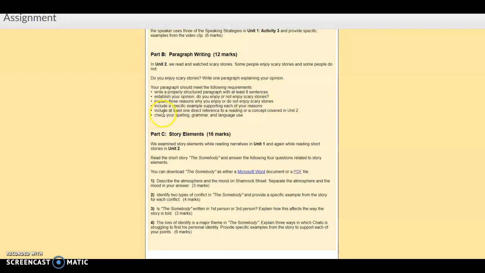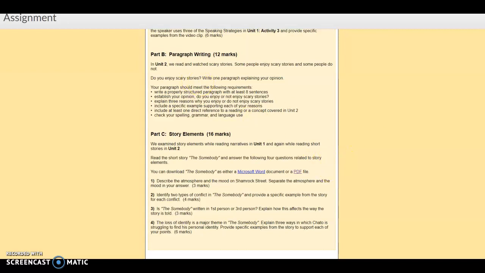I'd also like you to include at least 1 direct reference to a reading or a concept covered in Unit 2. So Unit 2, of course, we focused on scary stories from the beginning to the ending of the unit. So see if you can identify a reading or a concept in the unit that you can include in your paragraph to explain your reasoning or support your opinion. Okay? And then lastly, check your spelling, grammar, and language use. As always, your spelling and grammar and language use will be part of the mark scheme.